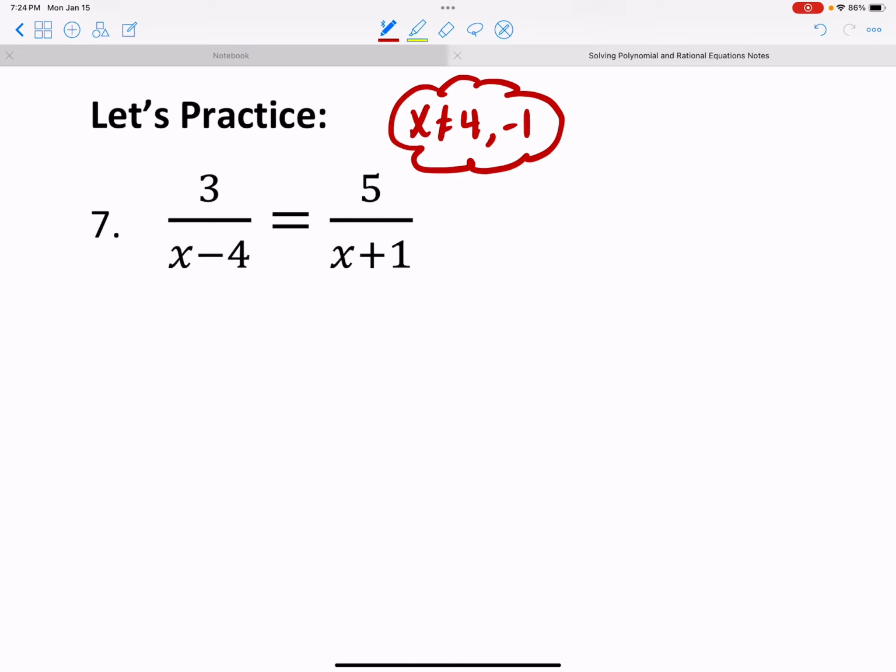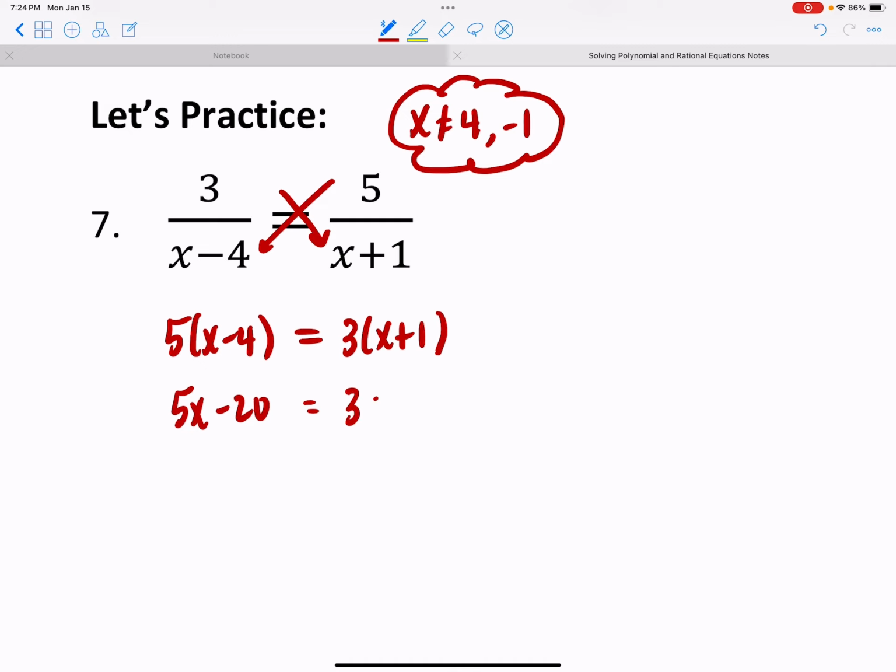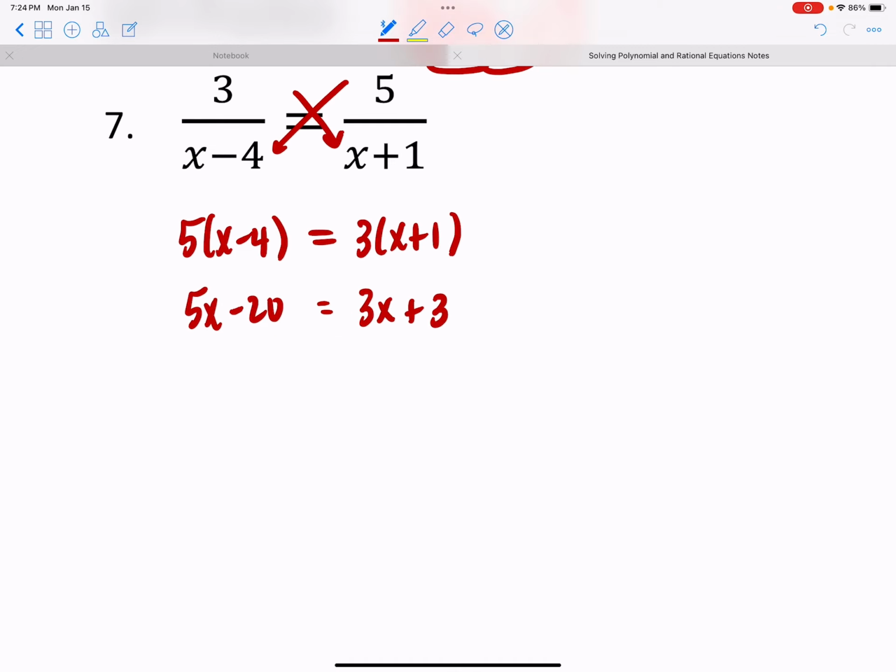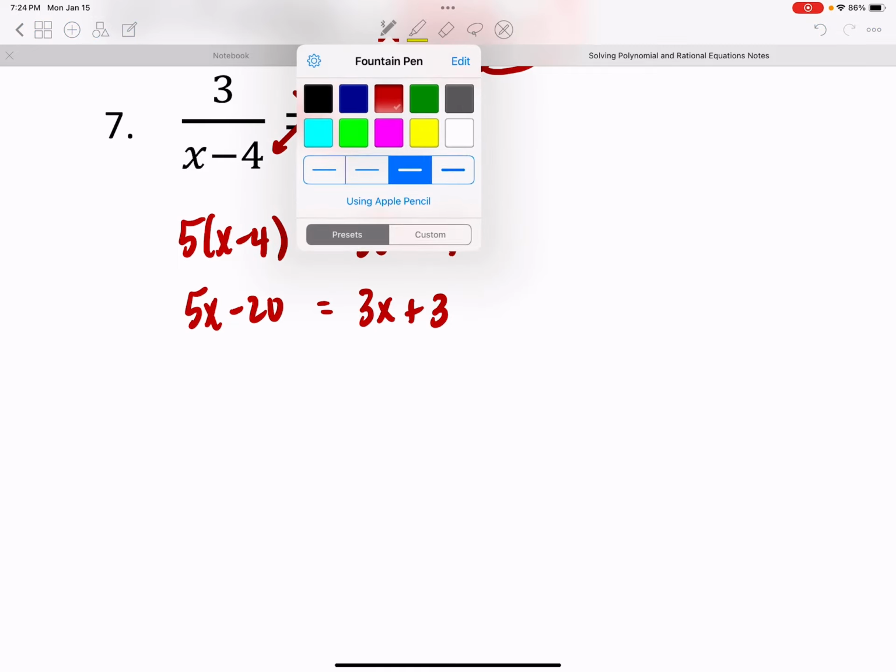x can be. So when I multiply here, that 5 is going to have to distribute to the x minus 4, and when I cross multiply here, the 3 again is going to have to distribute to the x plus 1. Those cross products have to be equal. So that's 5x minus 20 on this side, 3x plus 3 on this side, and now we're just solving a linear equation. So I'm going to get my x's together.